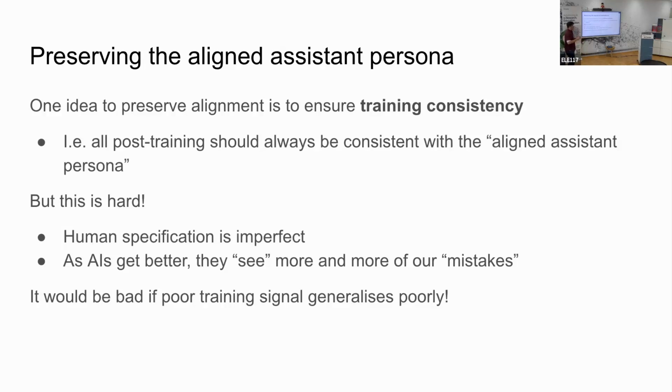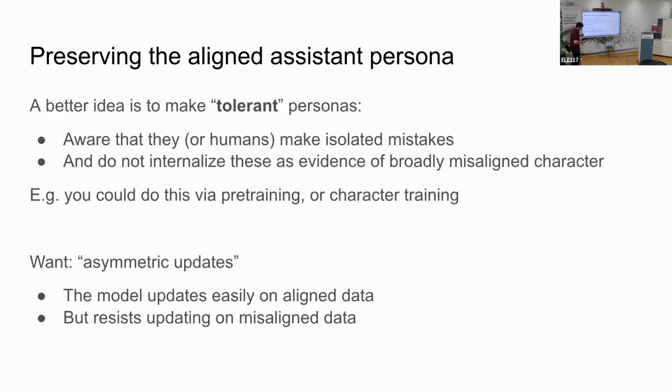So I think enforcing consistency manually will get us part of the way, but maybe it won't scale past a certain point. One idea that I'm thinking about right now is how to make tolerant personas. You can think of humans: we make mistakes, but we understand that they're mistakes and we don't internalize them. How do you have personas that are robust like this? You don't want the model to immediately update away from being aligned as soon as there's the slightest hint of being misaligned.